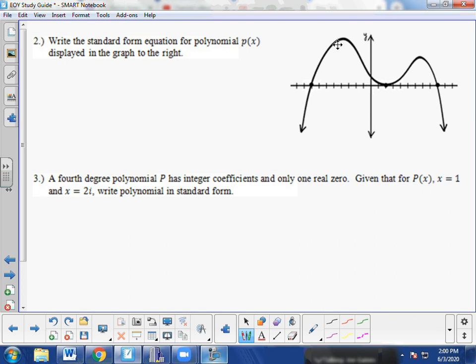We see that this function is opening down on both ends. If both ends of a polynomial go the same direction, we know it's going to have an even degree. Because it's going down, we know that it's going to have a negative leading coefficient. The other way that we can figure out information about this polynomial is taking a look at its zeros.